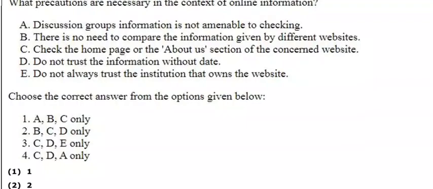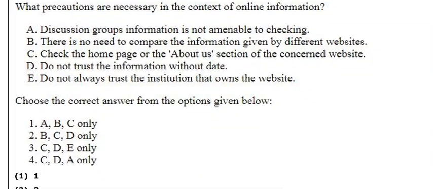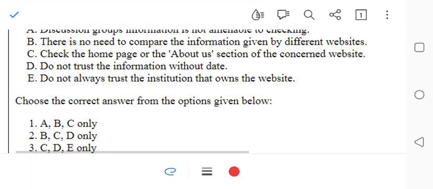Next, 18 says, what precautions are necessary in the context of online information? ABCD options are given. Let me read it. Discussion groups information is not amenable to checking. There is no need to compare the information given by different websites. Check the home page or the About Us section of the concerned website. Do not trust the information without date. Do not always trust the institution that owns the website. Choose the correct answer from the options given below. ABC, BCD, CDE, CDA. 18. It will be CDE. CDE are correct.